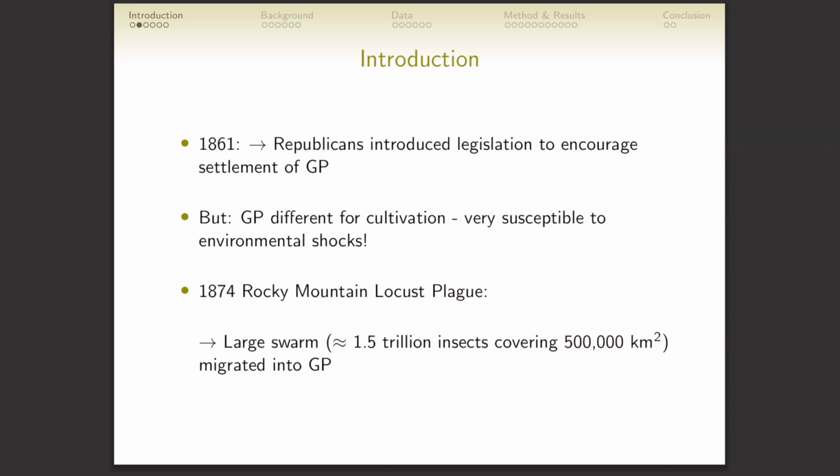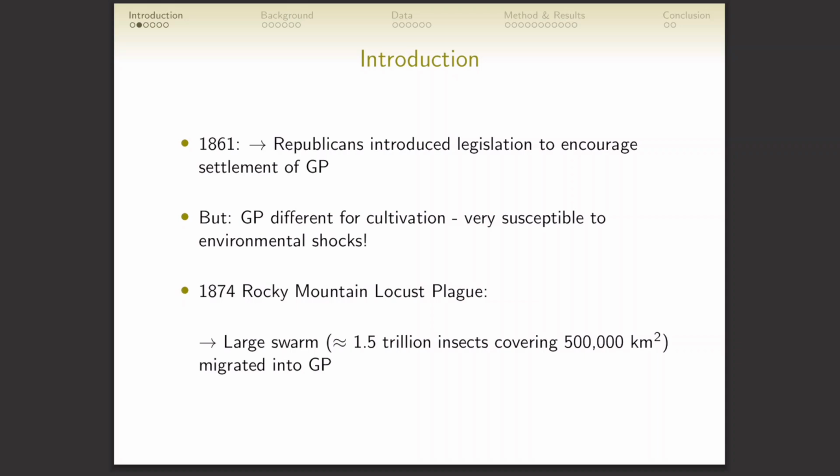Now, the thing is that the Great Plains, and that was part of why it was considered the Great American Desert, was very different for cultivation than what people would have been used to in other areas of the US, and also, as you'll see later, settlers coming from Europe. I'll talk about that later as well. It was very susceptible to environmental shocks, particularly climate shocks, but also something like the locust plague. Essentially in 1874, the Rocky Mountain locust plague had this large invasion of the Great Plains.